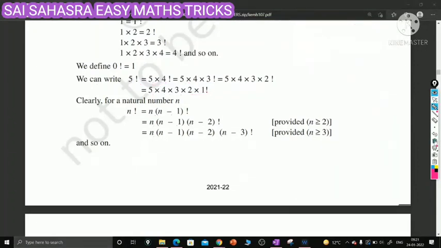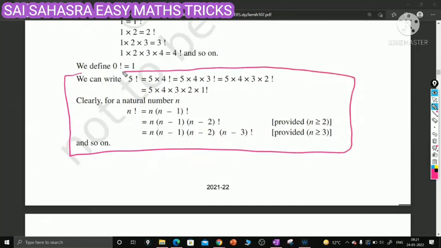So what you have to do in classwork, you should write these points starting from here to here. Classwork purpose. Take the screenshot.